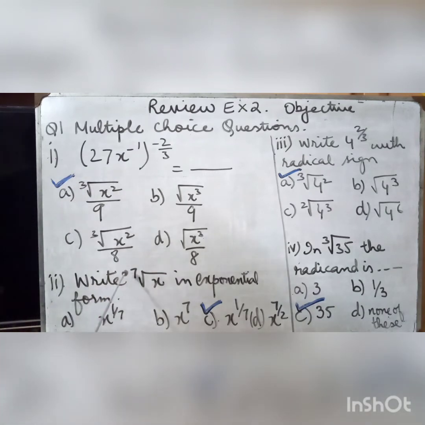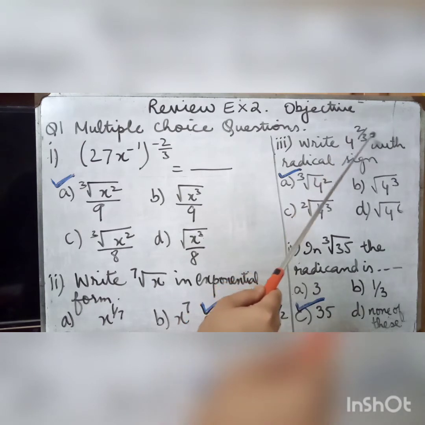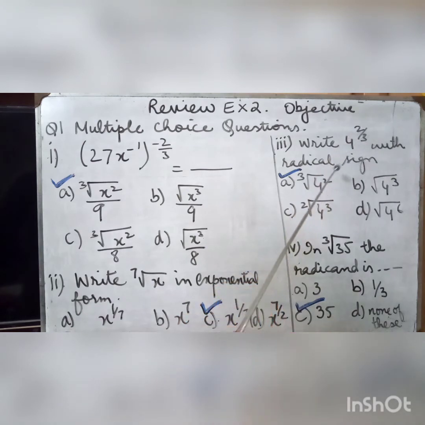Second, write square root of x with index 7 in exponential form. The correct answer is C, x raised to power 1 over 7. 3. Write 4 raised to power 2 over 3 with radical sign. The correct answer is A, square root of 4 square with index 3.